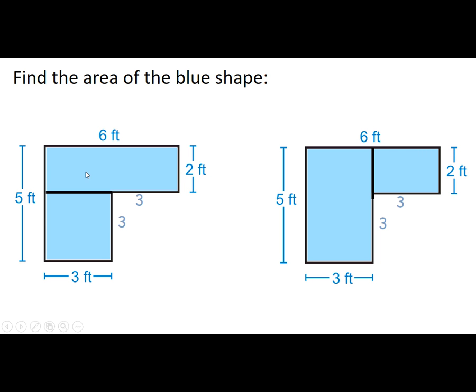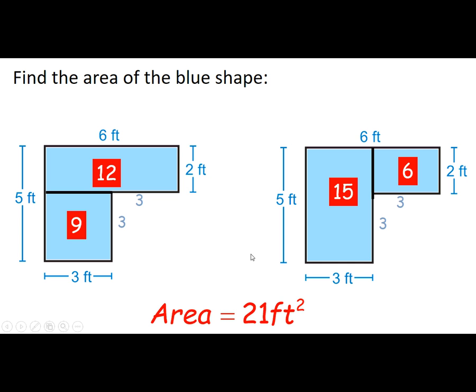Depending on how you broke it up, if you did it the way on the left, you might get 12 and 9 for the two rectangles. Or if you did it the way on the right, you might get 15 and 6 for your two areas of rectangles. But it doesn't matter, because when you add them up, we end up with an area of 21 feet. 12 plus 9 is 21. 15 plus 6 is 21. Either way gets us to the same answer.